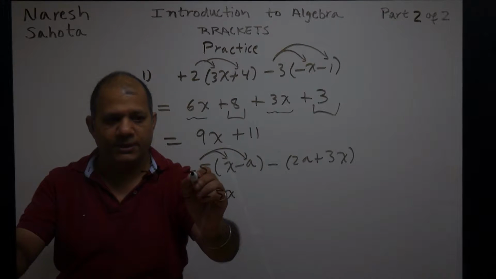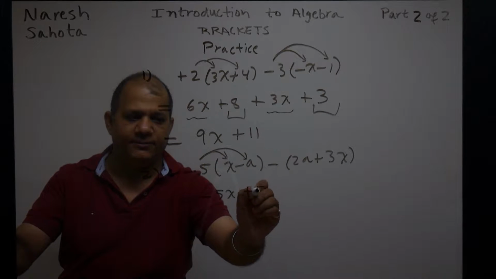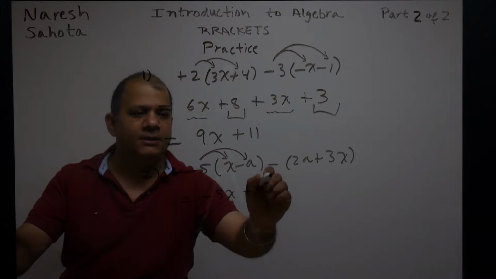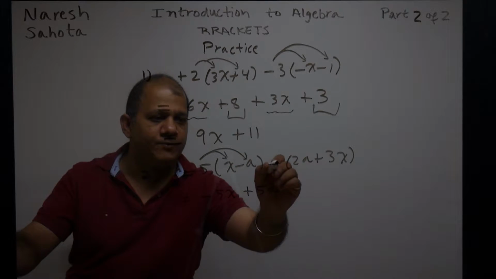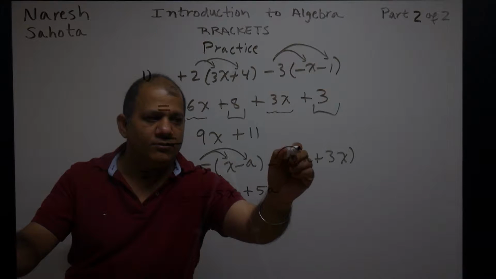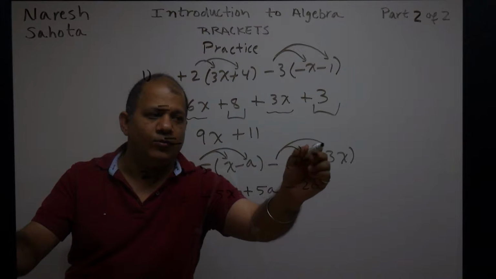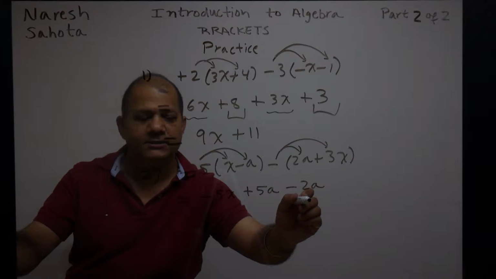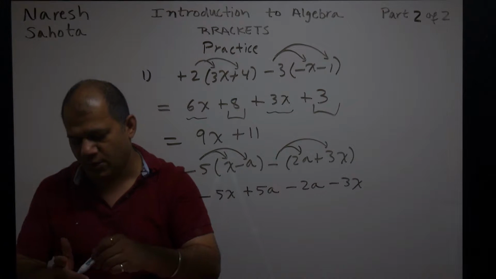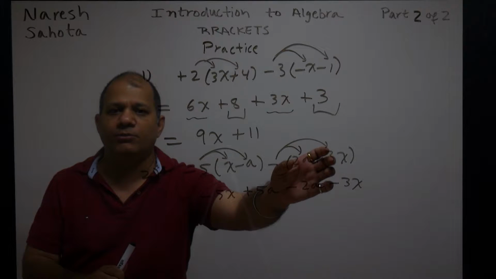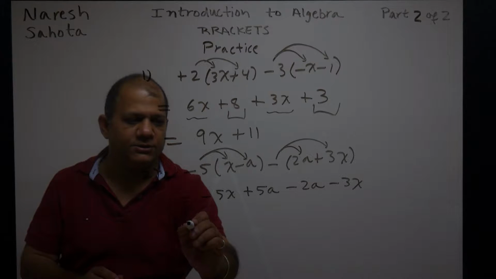Multiply with the second term. Negative times negative is positive. 5 times a is 5a. So we're done with the first bracket. Now let's remove the second bracket. So negative 1 times 2a is going to be negative 2a. Negative 1 times positive 3x is going to be negative 3x. So because we had a factor of negative 1, the signs will change when we bring the terms outside the brackets. Right?